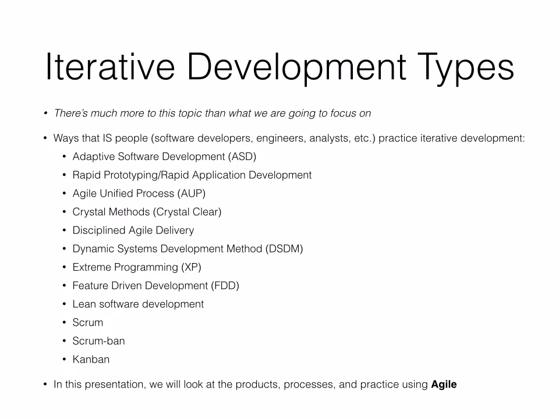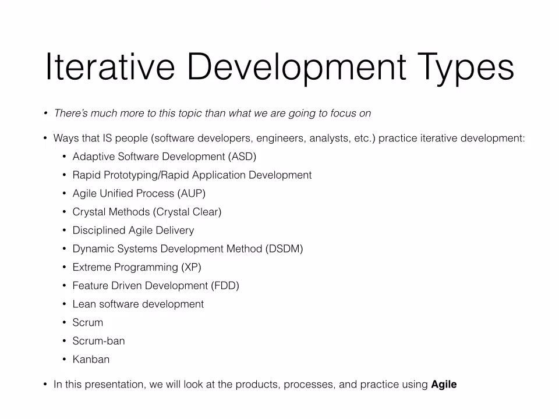So let's talk a little bit about the different types of iterative development. And I put this slide out there because we're just going to talk about a very popular approach. And there are different versions of this popular approach, which is called Agile. And then there are also other approaches that are viewed as equivalent to Agile, all under the auspices of iterative development. So, I put in the first bullet there, there's much more to this topic than what we're going to focus on. But there are many ways that IS people, software engineers, developers, analysts, etc., go about the practice of iterative development.